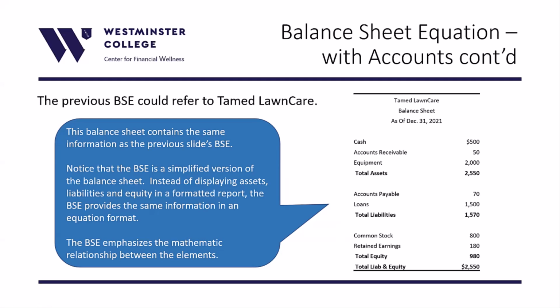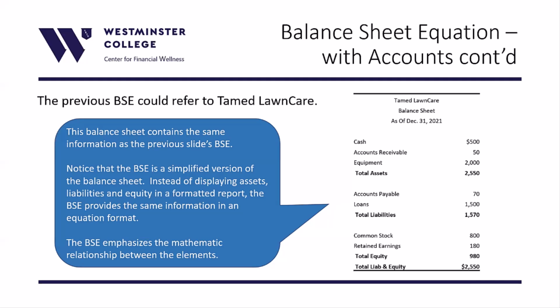The balance sheet shows the same cash, accounts receivable, and equipment equals the 2,550, and those equal the claims, the external claims and the internal claims. These two, the 1,570 and 980, equal 2,550. So the balance sheet is the balance sheet equation.